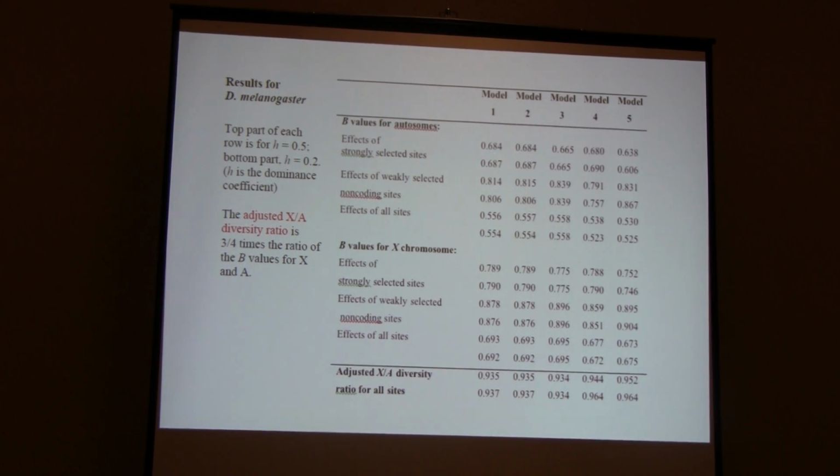This is for a case where there are no introns. Actually, if you put introns in, this model fits better than model 3, so it wasn't a total waste of time, but I won't show you those numbers. So for melanogaster, we're getting an X over A diversity ratio, which is about 0.9. It's not too different from the data.